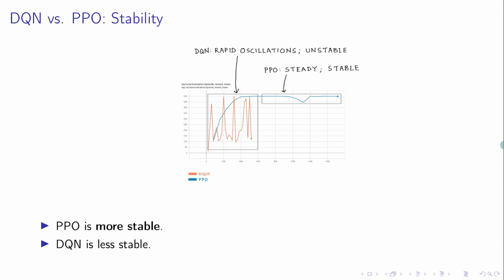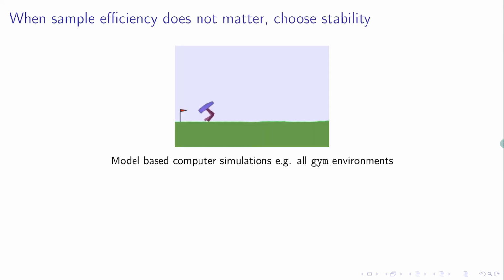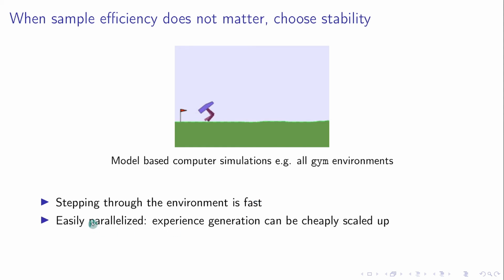There are many problems where sample efficiency doesn't matter. This is especially true if we have a model-based computer simulation of the problem. All gym environments fall under this class. Since the simulation is based on computer models, they're typically fast, simulating months of real movements in mere minutes. They can be sped up even more by parallelizing. You simply need to run many instances of the environment to collect more environment steps.